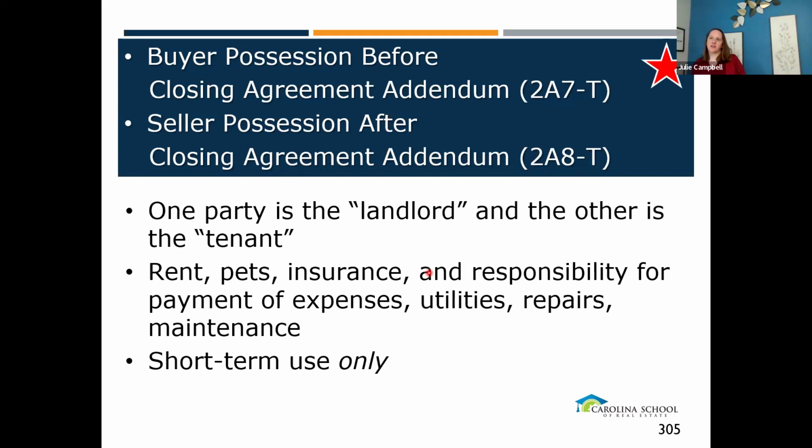So again, buyer possession before closing means the parties agree to let the buyer move in before the deed conveys. Seller possession after closing means that the new owner agrees to allow the old owner to stay for a couple days. Think about this. Isn't this funny? Today you're the owner. Tomorrow you're the tenant of the home that you just sold, right?